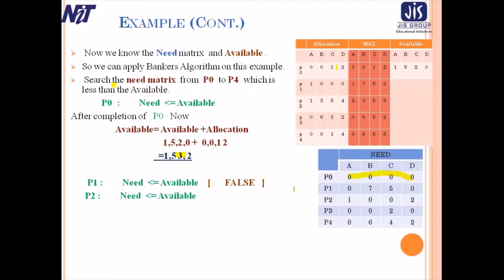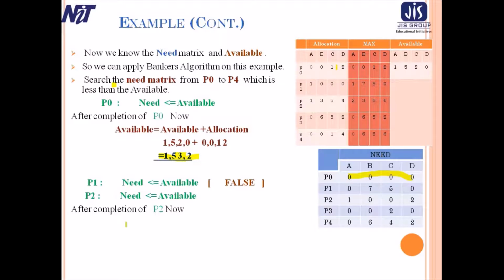Now we check for P2. P2's need is A type resource 1 and D type resource 2, as it doesn't need any B and C type of instance. So its need is less than or equal to available because our current available is 1 5 3 2. So we can easily grant P2's request.